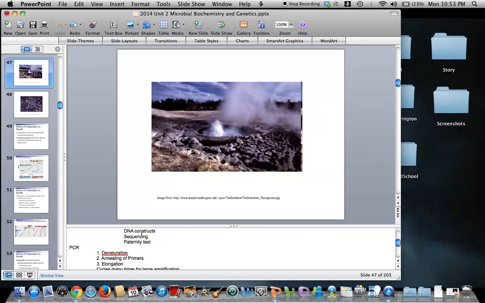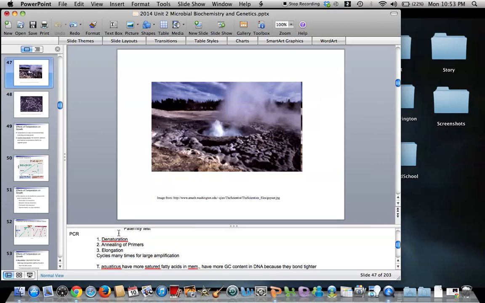DNA constructs can be made from PCR, and these are useful for research and for development of things like DNA vaccines or some biotech companies. Sequencing, so it's sequencing the human genome and everything else, and it's super useful. Paternity test, that's the old school, "Maury, you are the father."